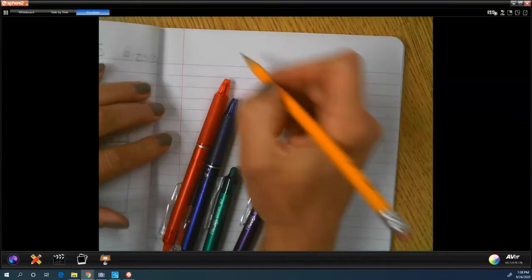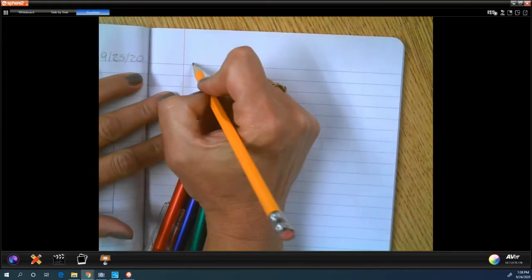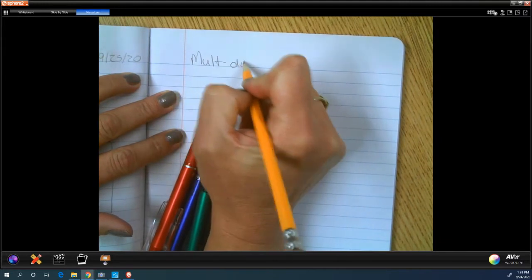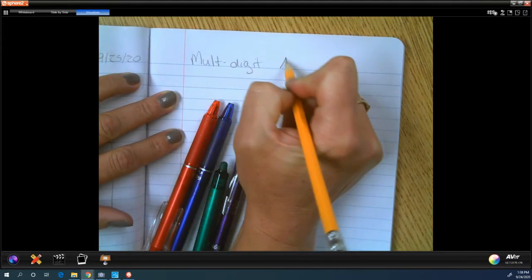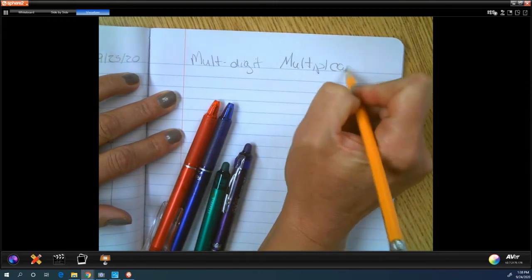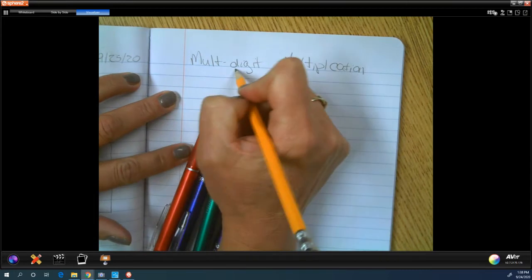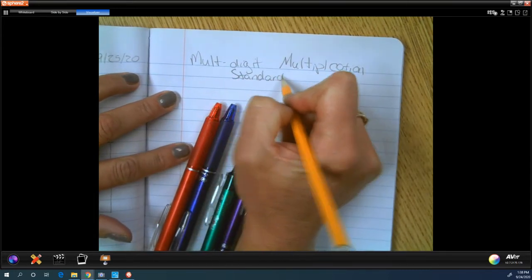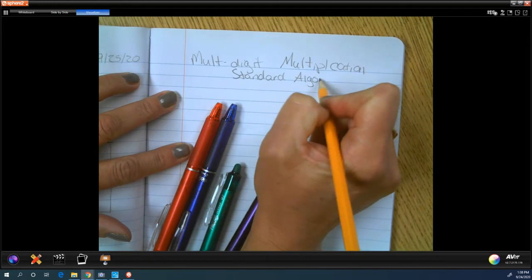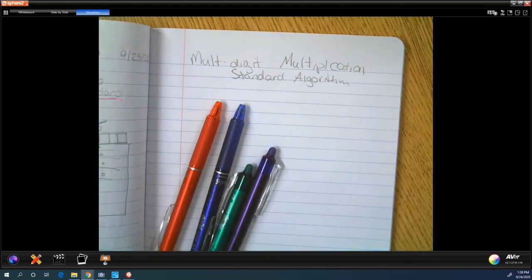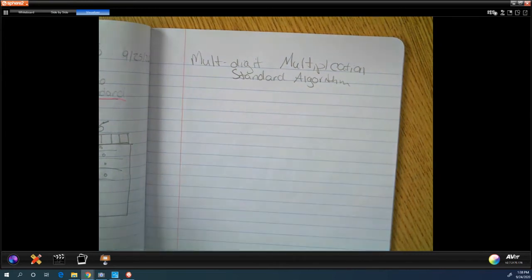Okay, this is a special set of notes on how to do multi-digit multiplication in a standard algorithm. And I purposely have all these colors because they are going to help me make my notes good.